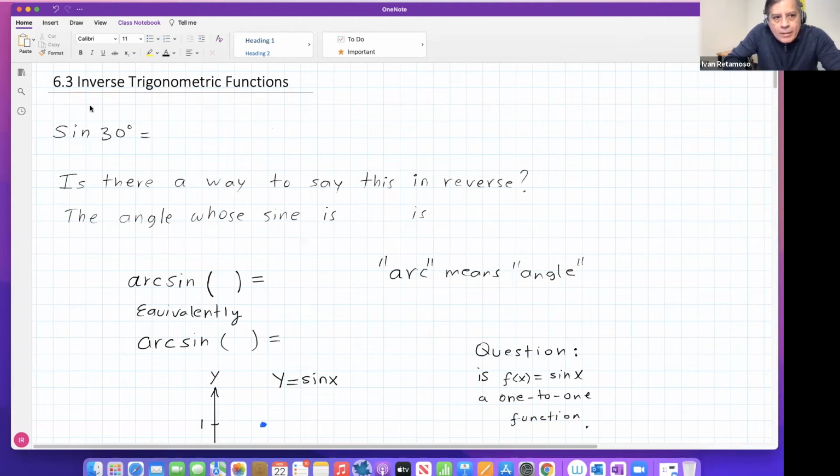Today we're going to talk about section 6.3, inverse trigonometric functions first, and in the second part we will talk about verifying trigonometric identities. Okay, so let's start.